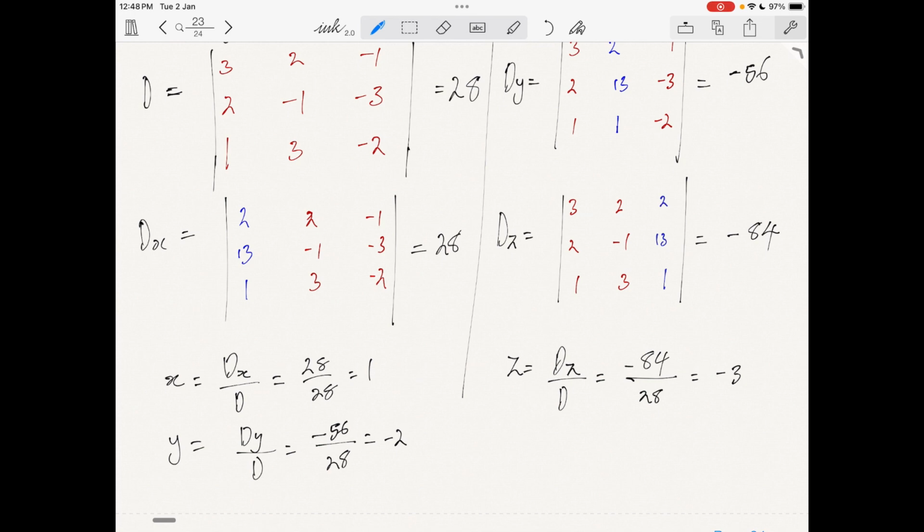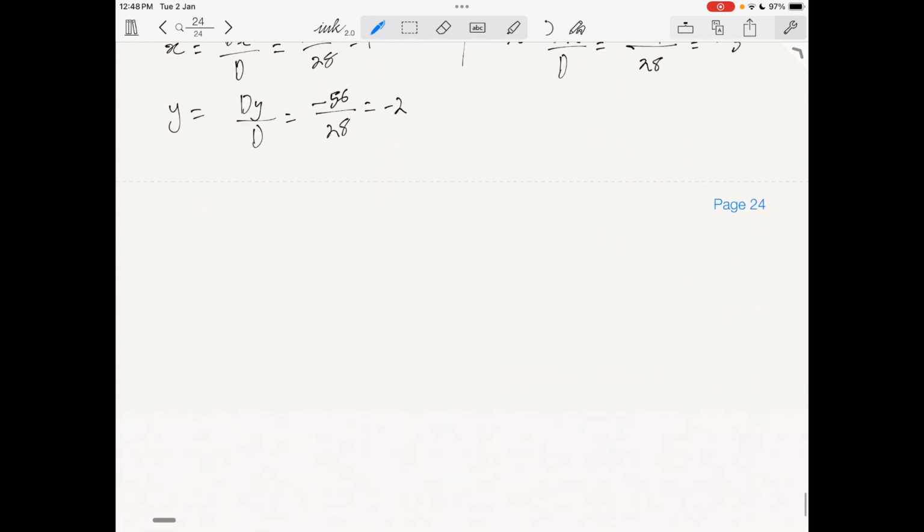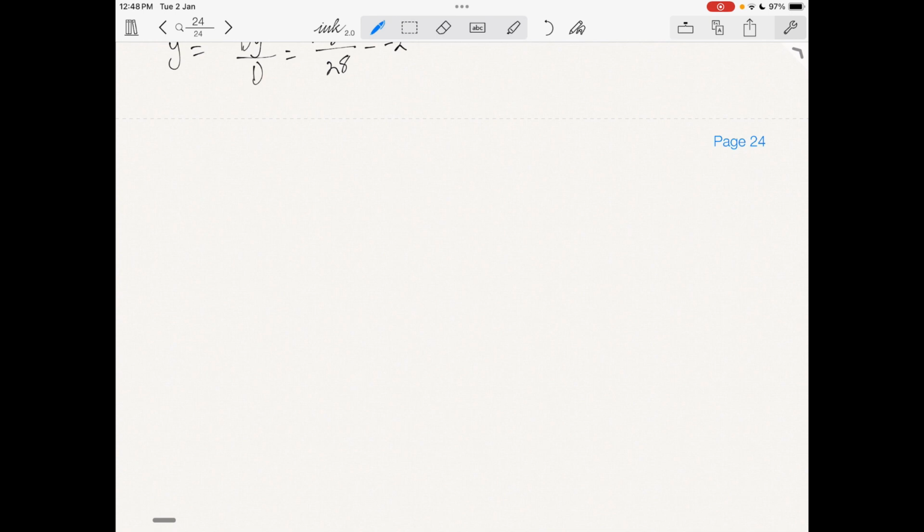Without wasting much of our time, in our next video, we'll be considering how to solve simultaneous equations using the Gaussian elimination method.